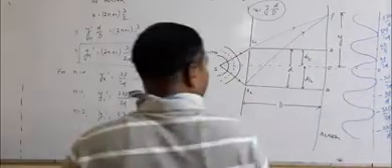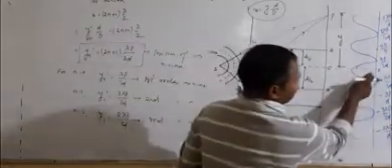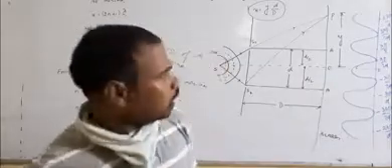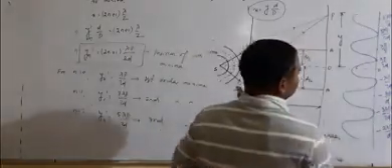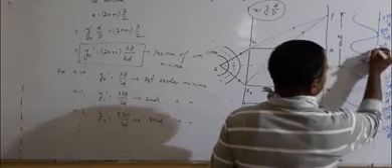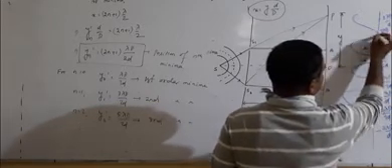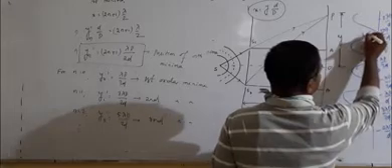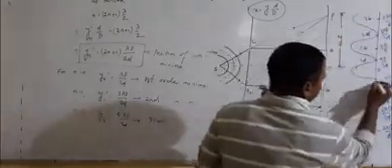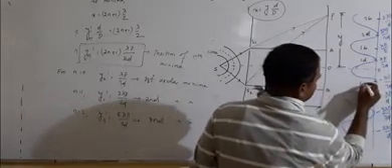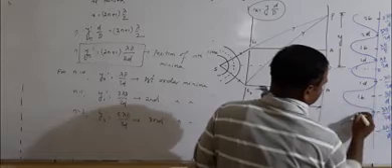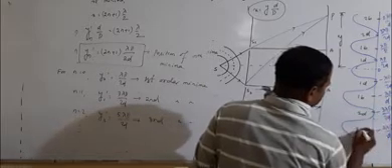Complete. Now this is called central maxima. Then this is the position of first minima, the first dark. This is the position of first bright. This is the position of second dark. This is the position of second bright. Like this here also same. This is the position of first dark. This is the position of first bright. This is the position of second dark. This is the position of second bright.